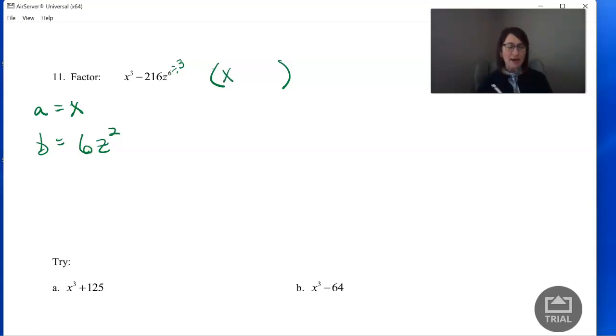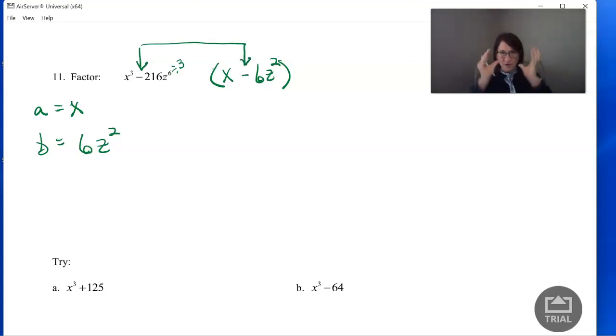So I'm going to take both my a and my b. A minus 6z squared. If you're asking, how did she know it was minus? Because the original binomial was subtraction. And so that determines what my first binomial in factored form, what the sign is going to be. Now I'm going to take my first term, x, square it. Well, x squared is x squared. Opposite sign, so a plus.